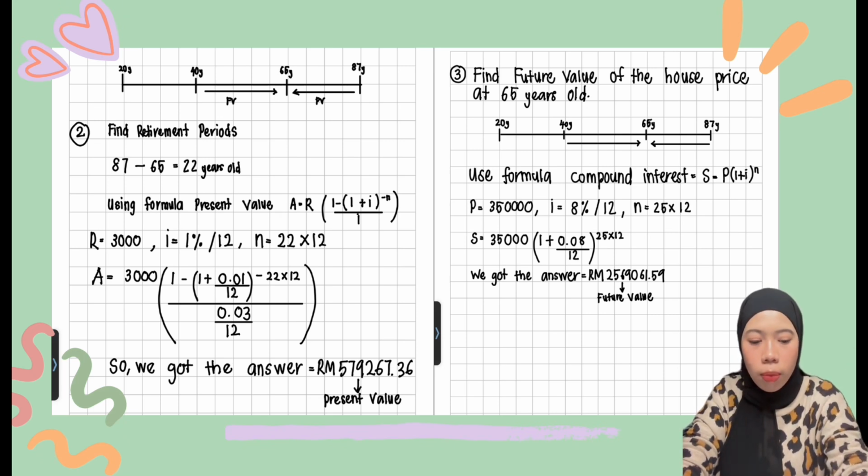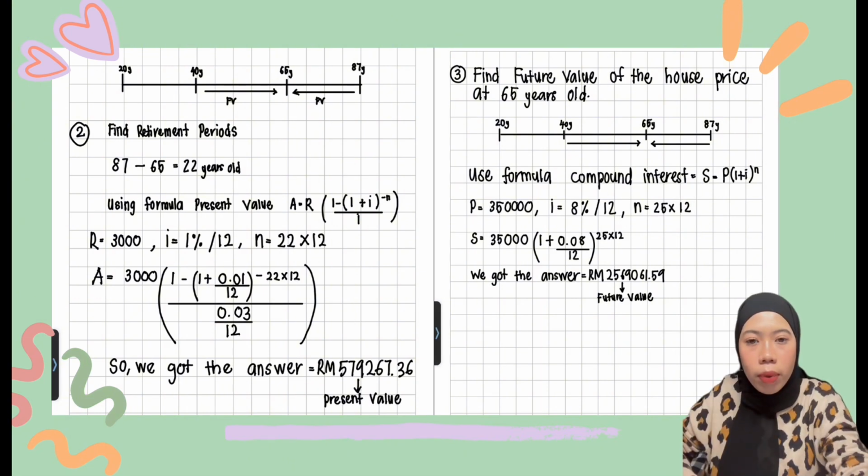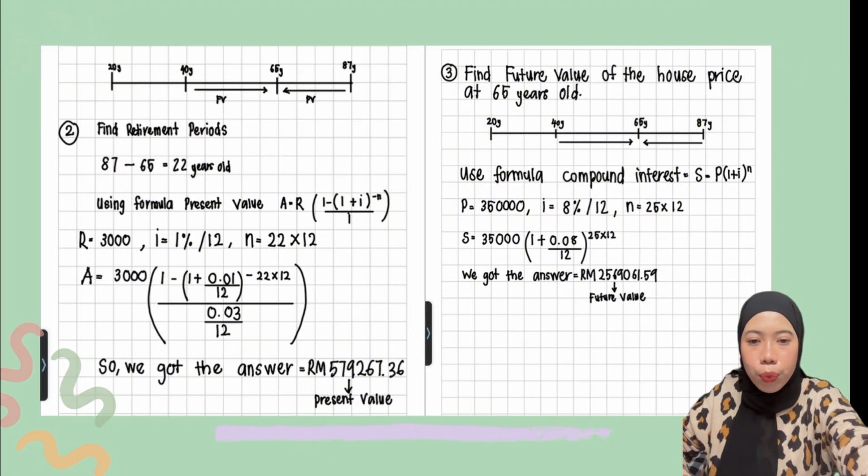Using the compound interest formula, S equals P open bracket 1 plus i close bracket to the power of n. P equals 350,000, i equals 8% per 12, n equals 25 multiply 12. We got the answer RM2569061.59, which is the future value.